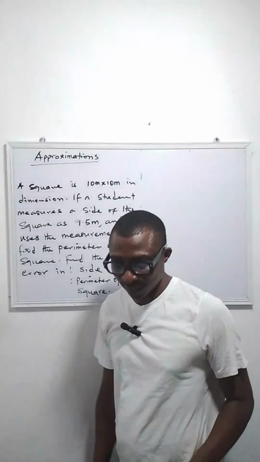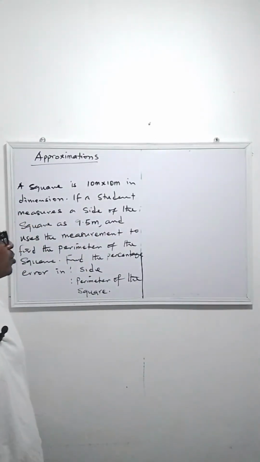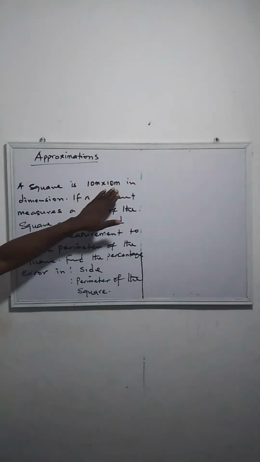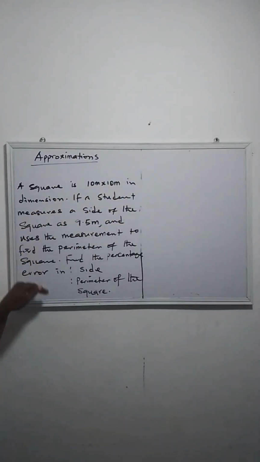Okay, yes, this is another question. Now let's look at this question. A square is 10 meters by 10 meters in dimension. If a student measures a side of the square as 9.5 meters and uses the measurement to find the perimeter of the square, find the percentage error in the side and in the perimeter of the square. So we know the actual dimension to be 10 by 10. Sides of a square are equal.